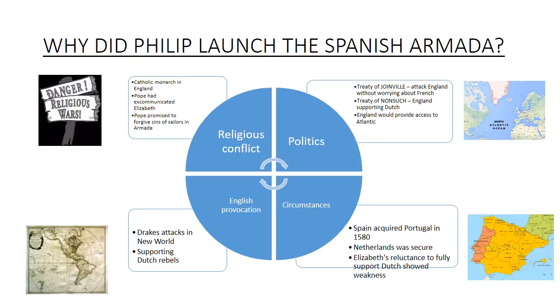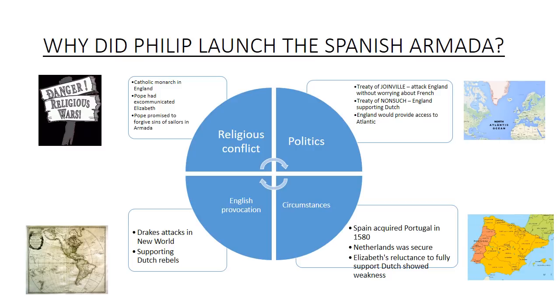Also, they'd been concerned about the English signing a treaty with the Dutch, the Treaty of Nonsuch, and by conquering England, it would provide them with easy access to the North Atlantic and control its access to the Americas. Also, circumstances helped Spain. In 1580, Spain acquired Portugal, which gave them access to more ports on the western side and made it wealthier and more powerful.